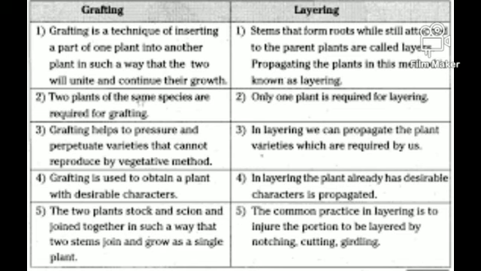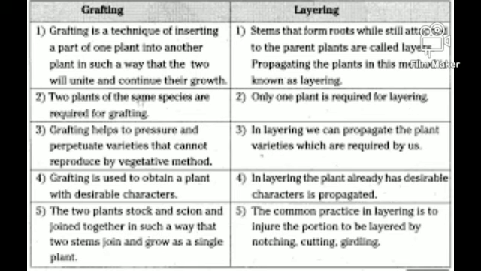The grafting and layering. Grafting is a technique of inserting a part of one plant into another plant in such a way that the two will unite and continue their growth. Layering. The stems that form roots while still attached to the parent plants are called layers. Propagating the plants in this manner is known as layering.